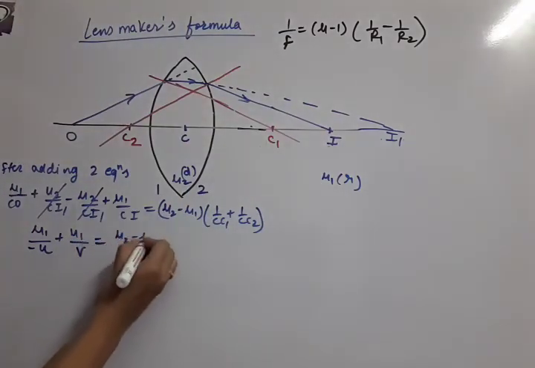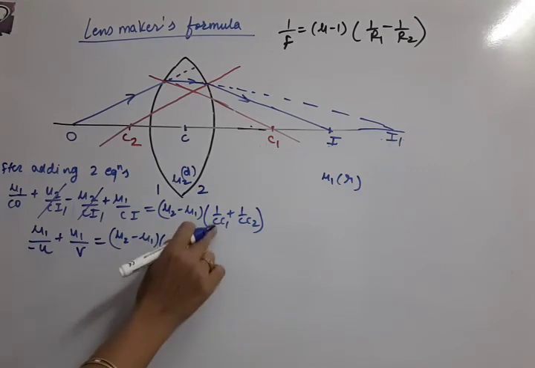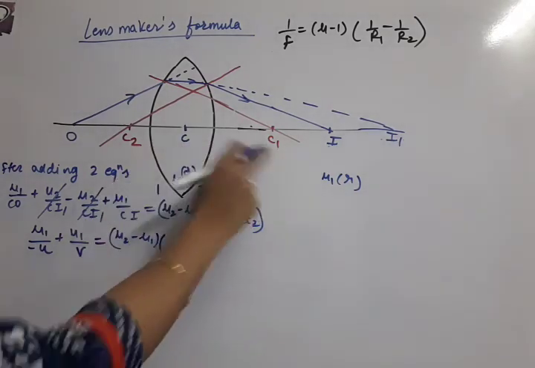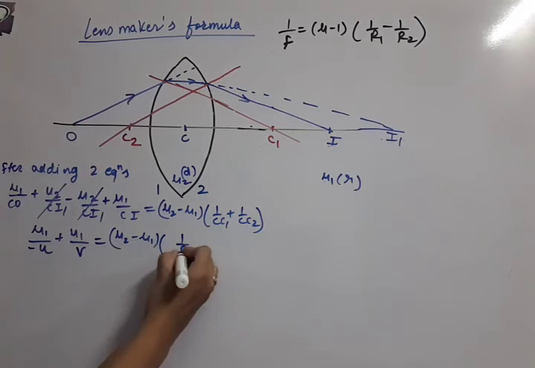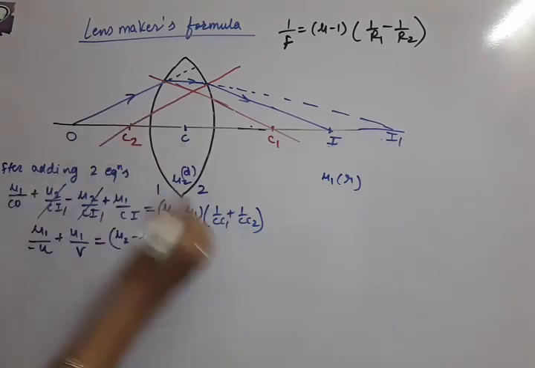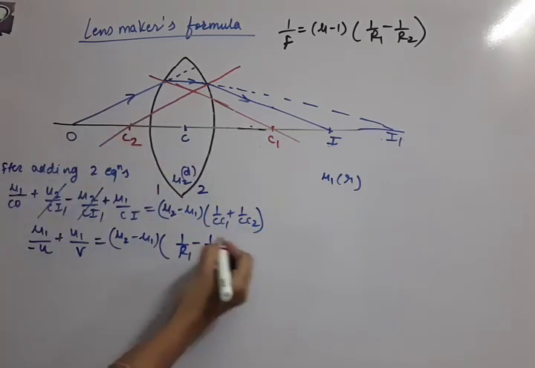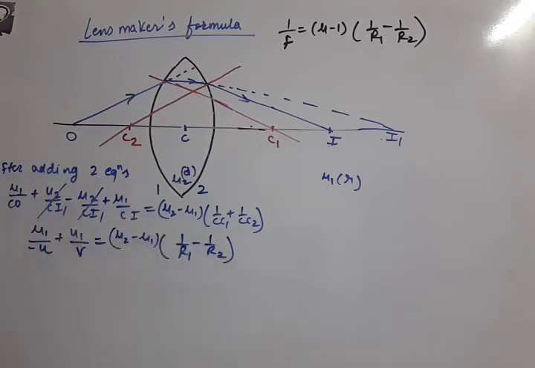Then mu2 minus mu1, CC1. CC1 is the radius of curvature R1 and positive side. CC2 is this side, so radius of curvature R2 but with a minus sign. So we have got this relation.